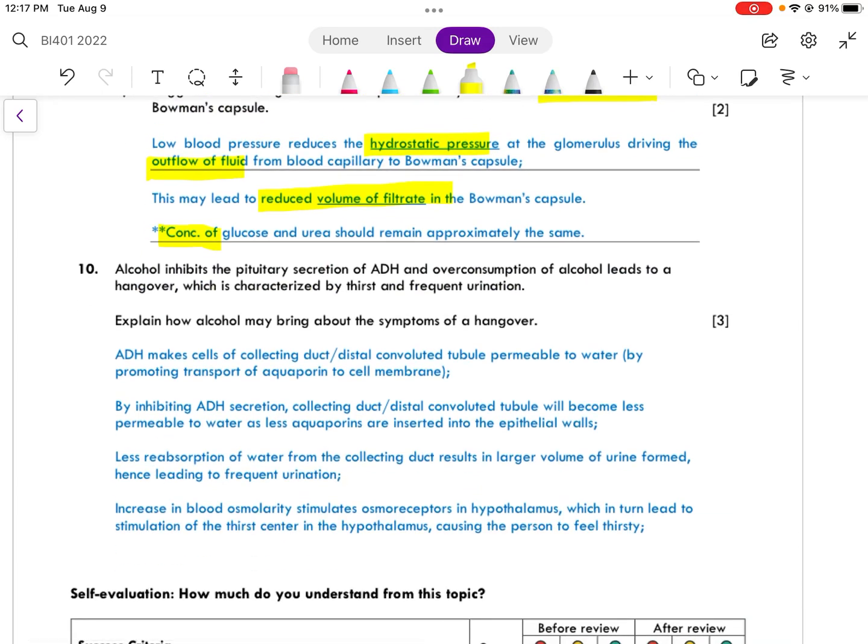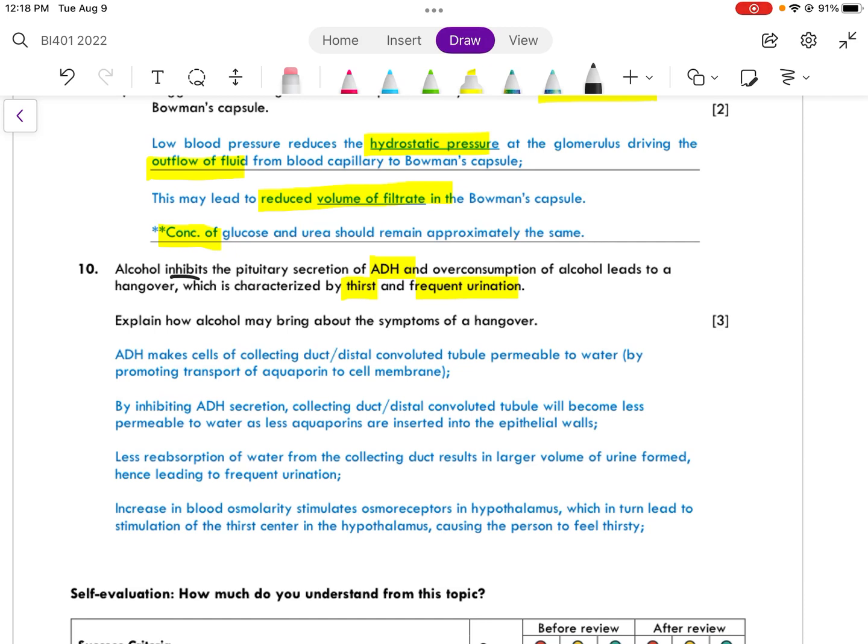Last question. Alcohol inhibits pituitary secretion of ADH, and overconsumption of alcohol leads to a hangover, which is characterized by thirst and frequent urination. So explain how alcohol may bring about the symptoms of a hangover, the symptoms being thirst and frequent urination. So in a sense, what's happening here is that alcohol artificially makes your body go into a state when you are overhydrated.